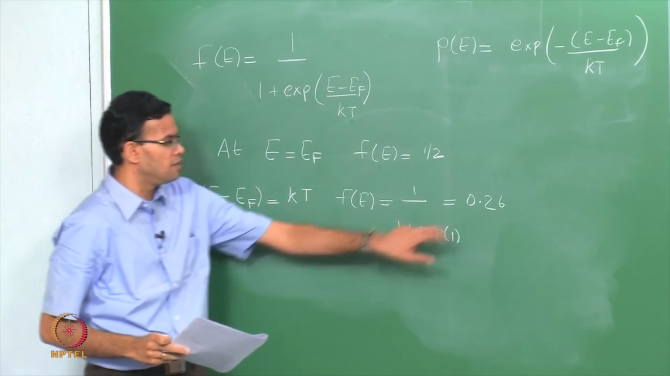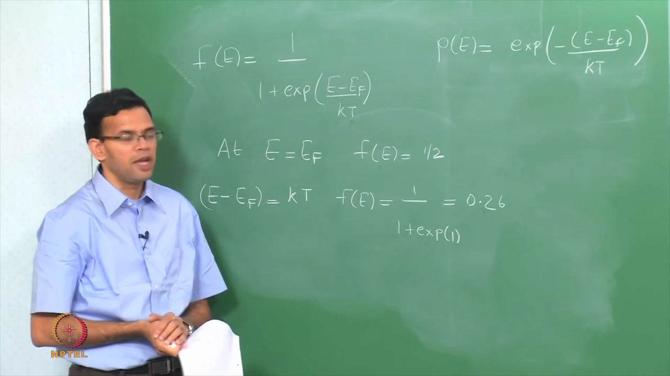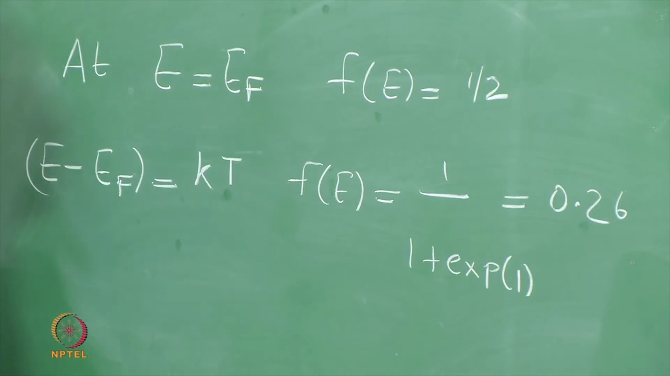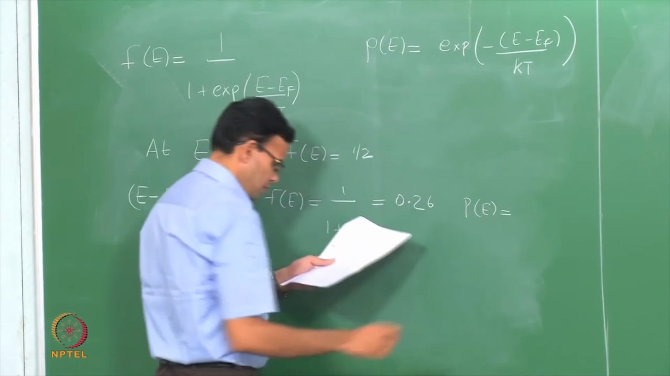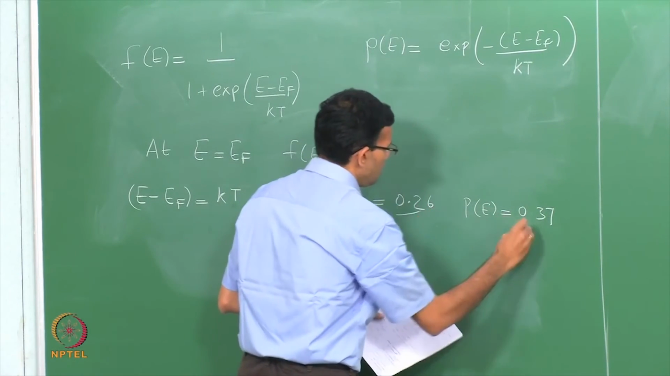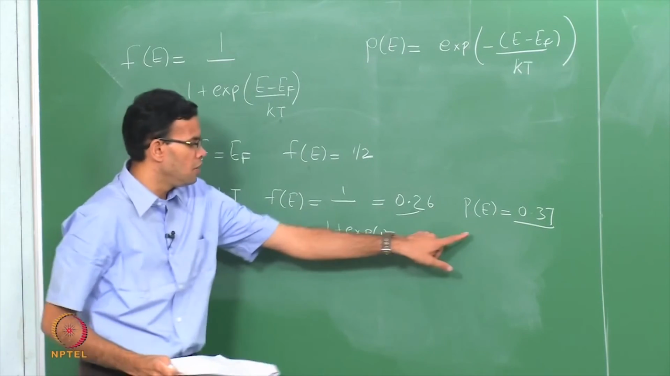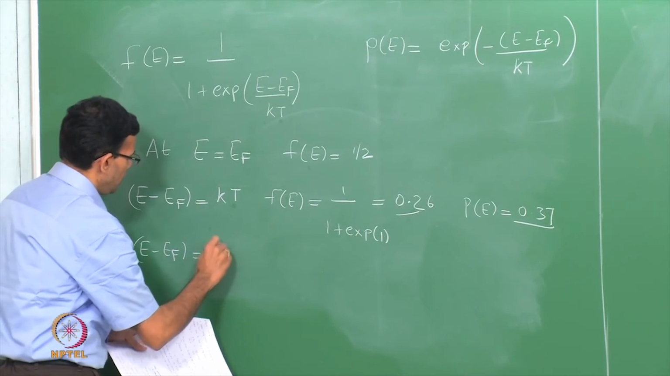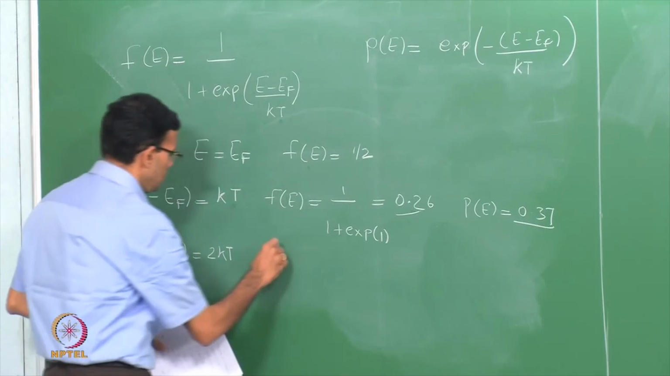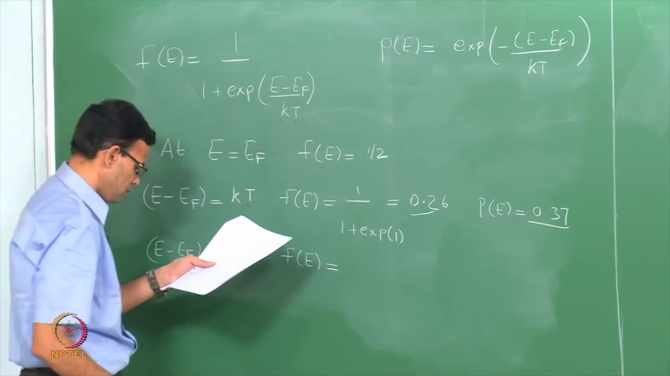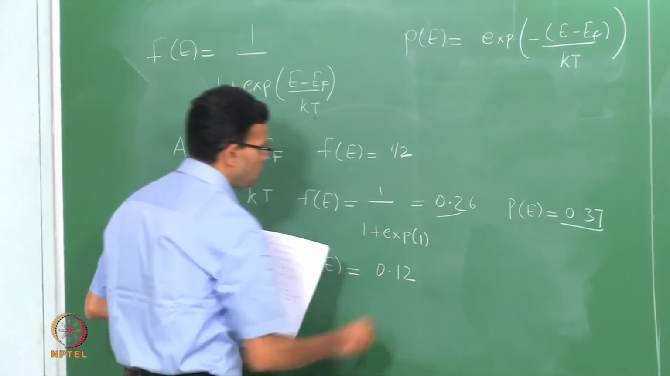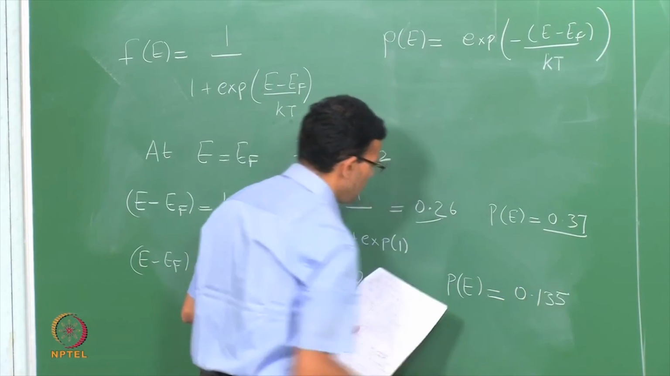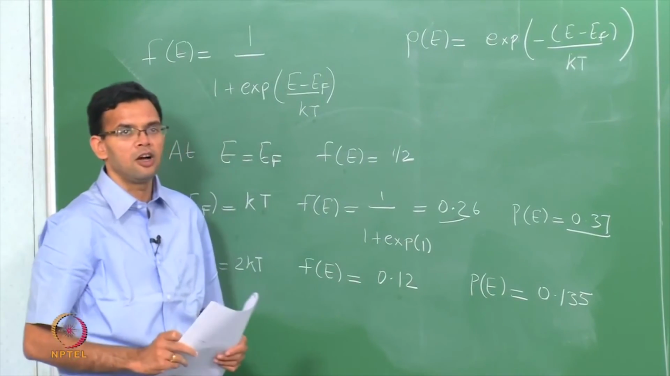What this number means is that there is a 26% chance for an electron to occupy an energy state KT or 25 milli electron volts at room temperature above the Fermi energy. P of E for the same value is 0.37. So, trying to approximate the Boltzmann function for the Fermi function is not good here. What happens if E minus EF is 2 kT? So, again we can substitute and you get f of E is 0.12 and P of E is 0.135. So, once again the values are closer, but they are still not the same.